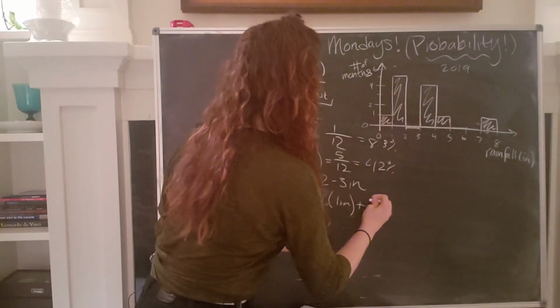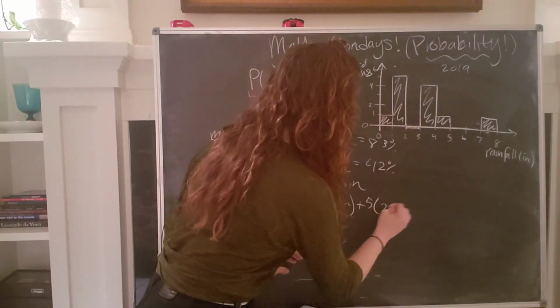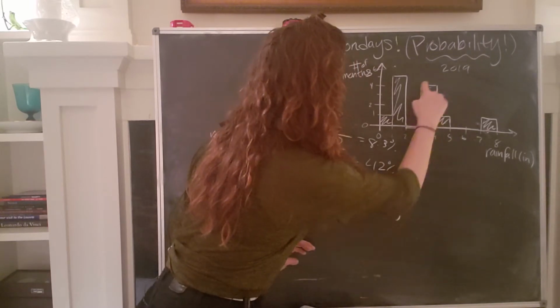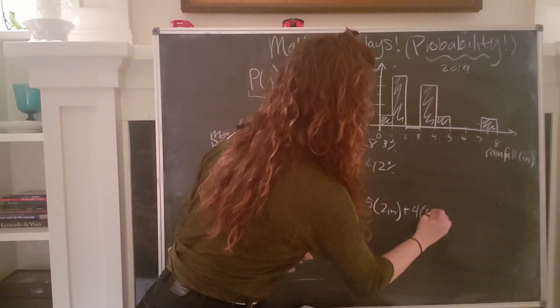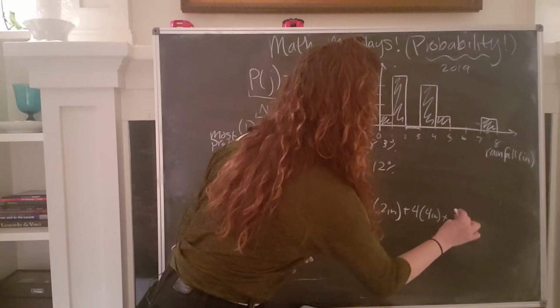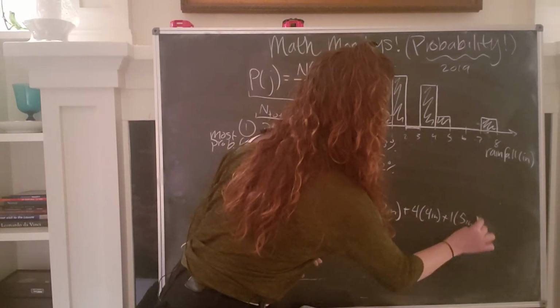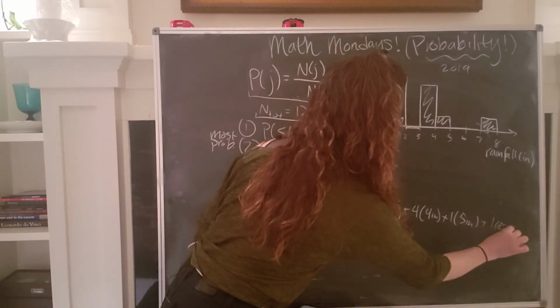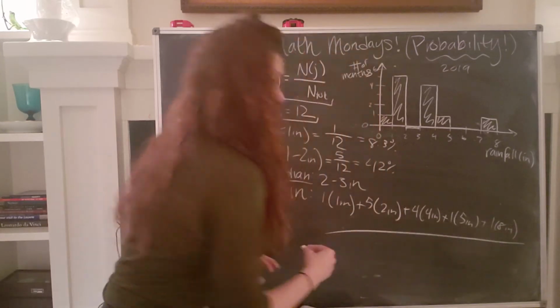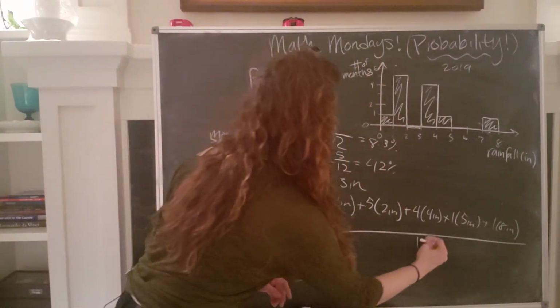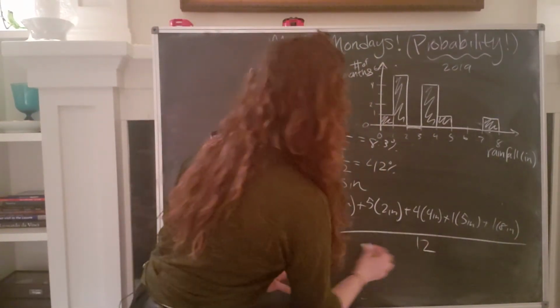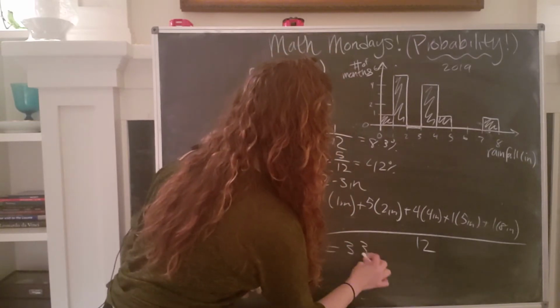So then we have 5 times 2 inches plus 4 times 4 inches plus 1 times 5 inches and plus 1 times 8 inches. And then you divide that by the total number of months. So divided by 12, and this is going to give me 3.3 inches.